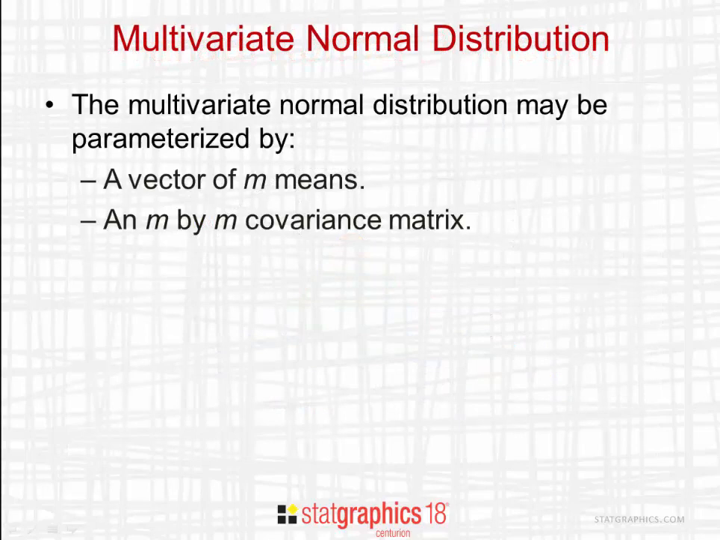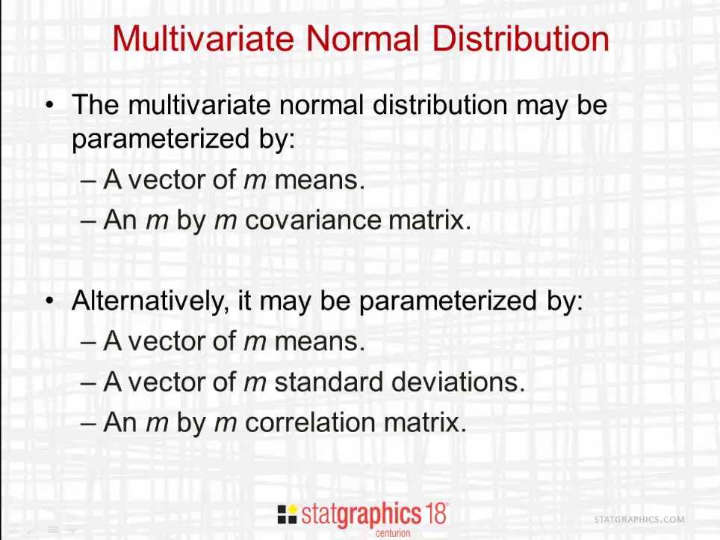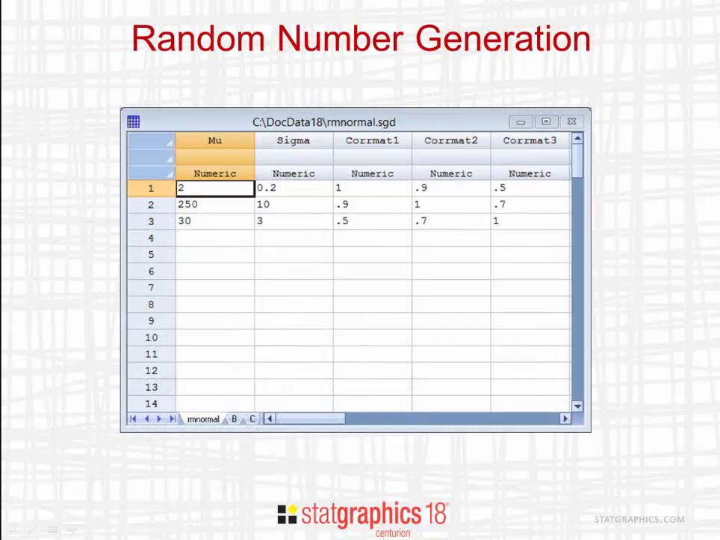There are two ways to parameterize a multivariate normal distribution. The first specifies a vector of m means and an m by m covariance matrix. The second method is to parameterize the multivariate normal distribution by specifying a vector of m means, a vector of m standard deviations, and an m by m correlation matrix. Statgraphics 18 uses the second parameterization.